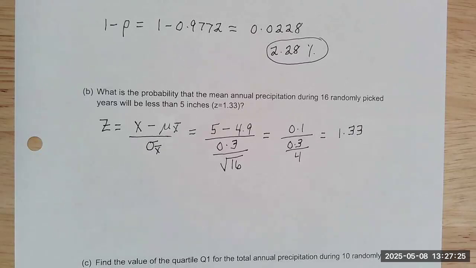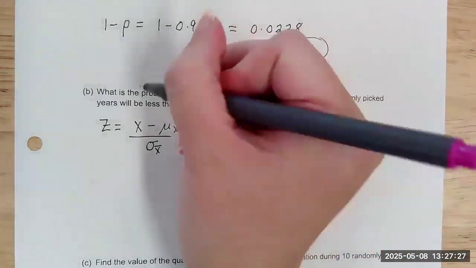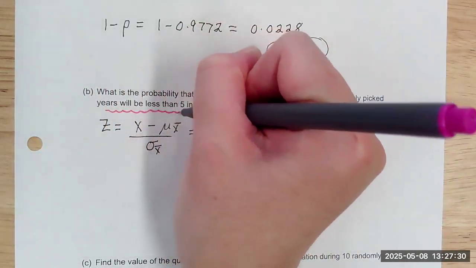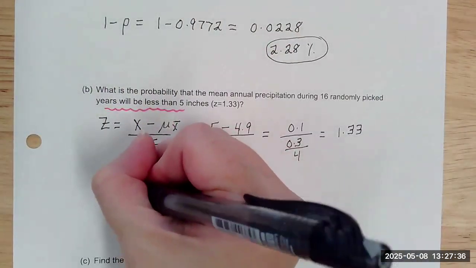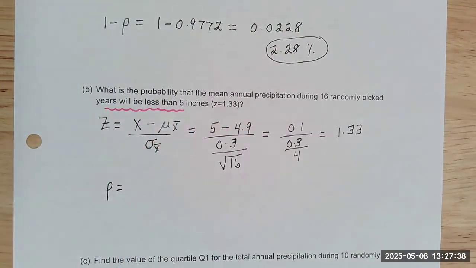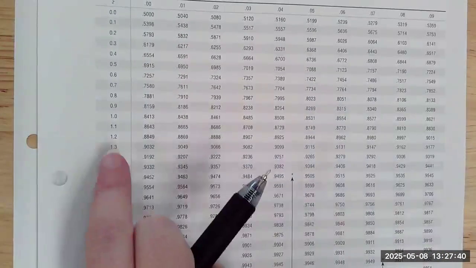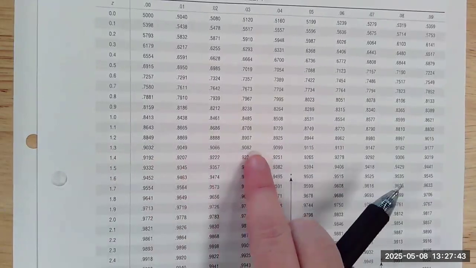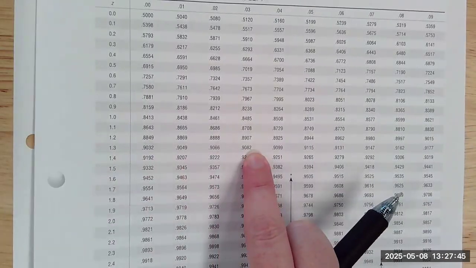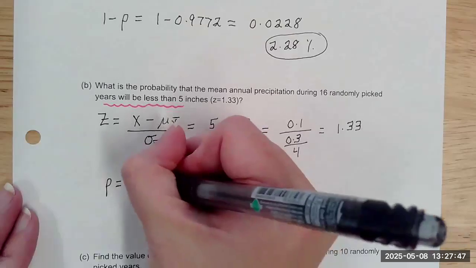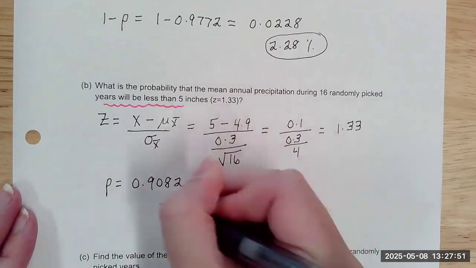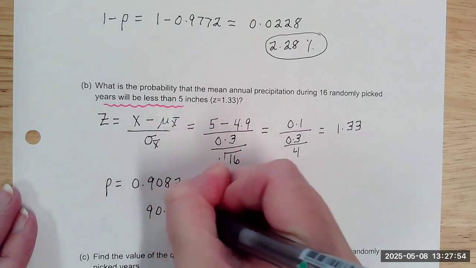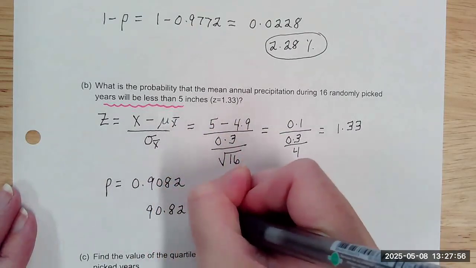This time, it said less than 5 inches. So we just need to go find the p. We don't have to do 1 minus the p. So 1.33. 0.9082. Or 90.82%.